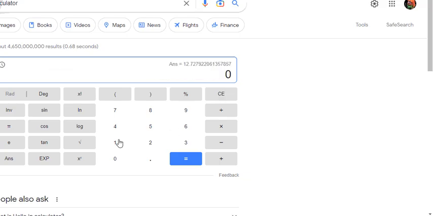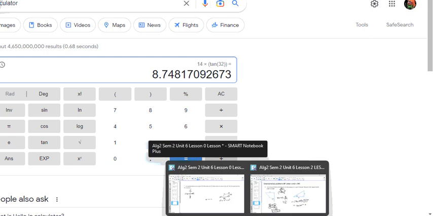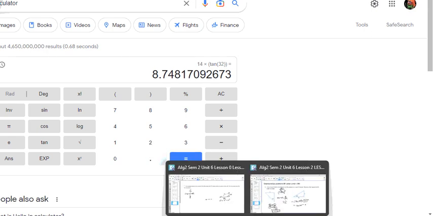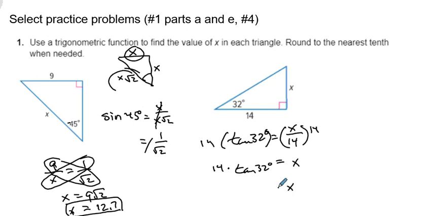So we have 14 times the tangent of 32 degrees. We are still in degrees, so we don't have to fix that. It equals 8.7, really close to 8.75, but we'll just leave it 8.7. So x is equal to 8.7. And that kind of makes sense, because it should be smaller than this.